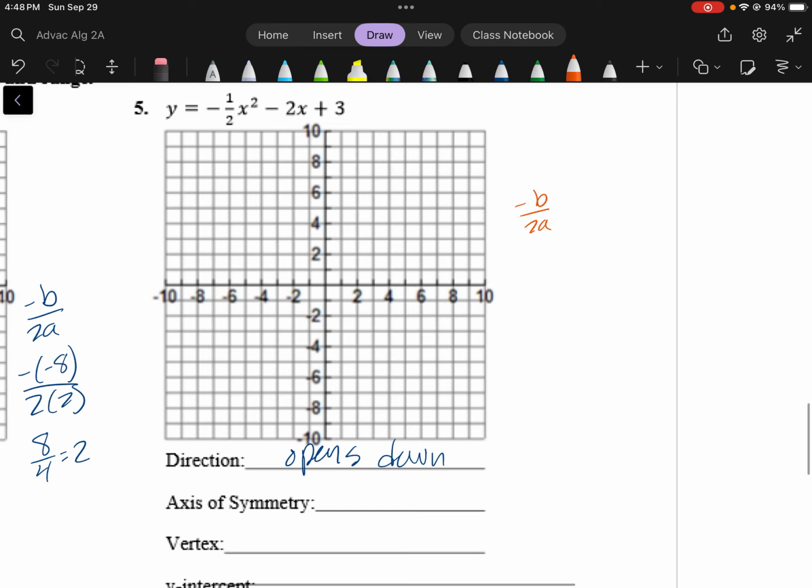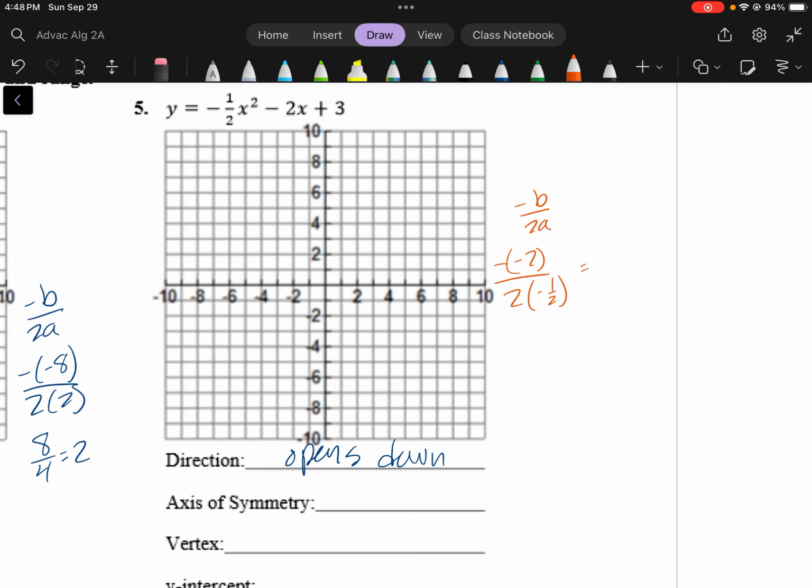So negative b, that'd be -2 over 2 times -1/2. You have to be really careful with your signs. So we have negative times negative is positive, and then 2 times -1/2 is -1, so -4. Or did I do that wrong? Wait, hold on. Oh, why did I put 4 on top? Yeah, that's wrong. I'm sorry.